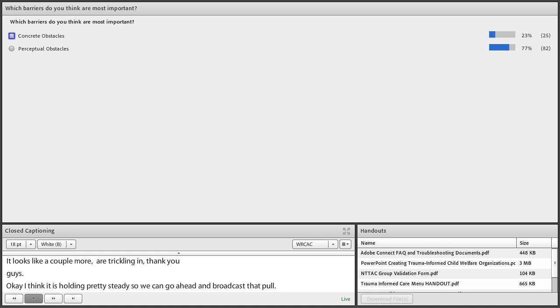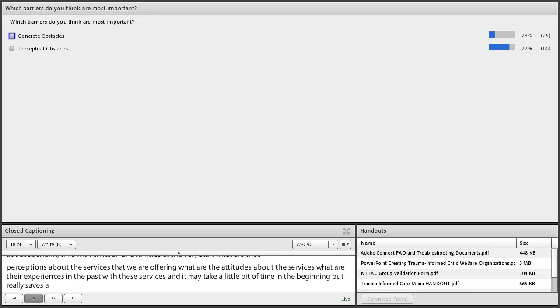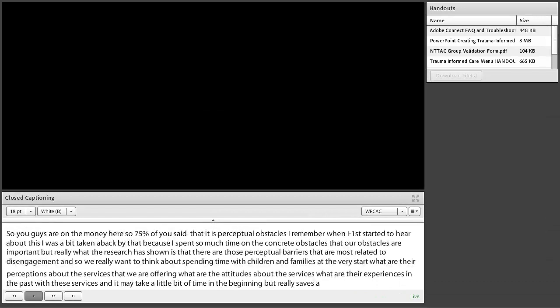And so we really want to think about spending time with our children and families at the very start. What are their perceptions about the services that we're offering? What are their attitudes towards our services? What have their experiences been in the past with these services? It might take a little bit of time in the beginning, but it really saves a lot of time in the end to have those children and those families be heard. And what we know from the literature, and probably just from our own common sense, is that it really helps with that sense of engagement. All right, so we can go ahead to the next slide.